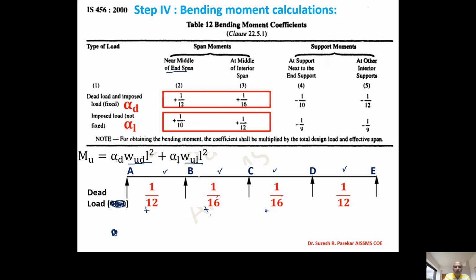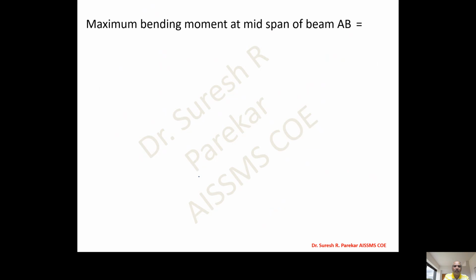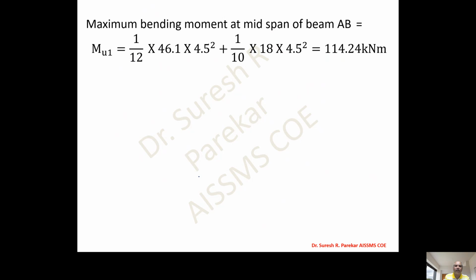Then now, important: if we have a span that is different, then we have to take the average, and if we have a load that is different, then also we have to take the average of the load, and that we have to consider. If we go below Table 12, then you will come to know these values. So now we have maximum bending moment at mid span of AB.